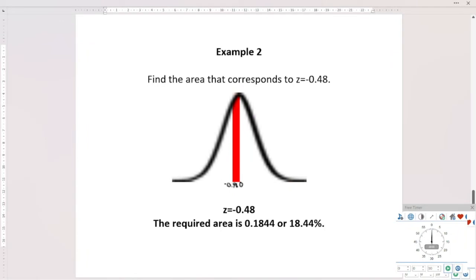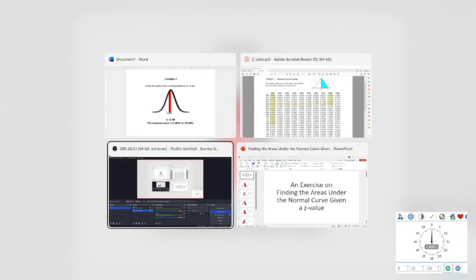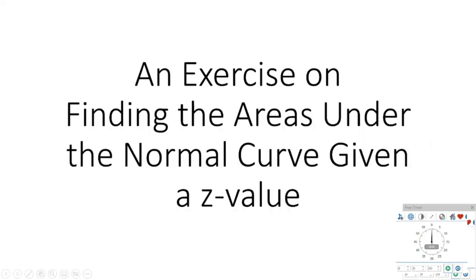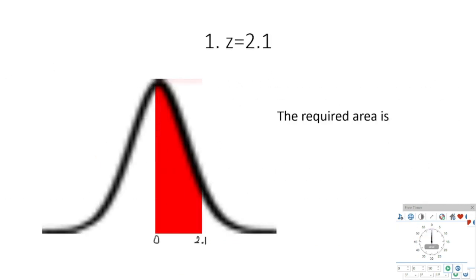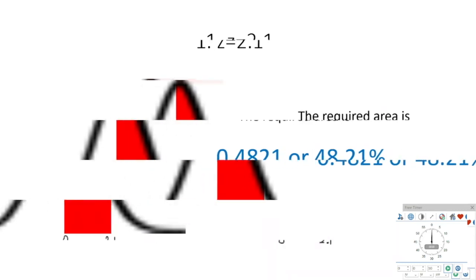Now, since we have given you already two examples, let's take an exercise on finding the areas under the normal curve given a z-value. You have 10 seconds to answer each question. Are you ready? Let us start. Number 1. Find the required area when the z-score is equal to 2.1. The correct answer? It's 0.4821 or 48.21%.